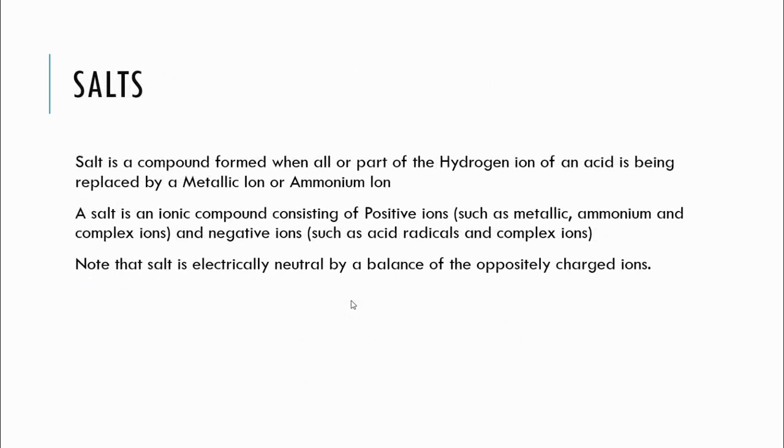So moving on to salt now. Salt is a compound formed when all or part of the hydrogen ion of an acid is replaced by a metallic ion or ammonium ion. A salt is not just a product of a neutralization reaction, please, because I just told you that the main product of neutralization is water, because that's the neutral one. The salt can even be acidic. We're going to see that now.